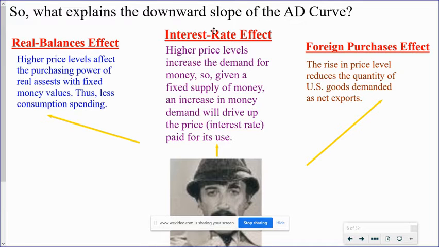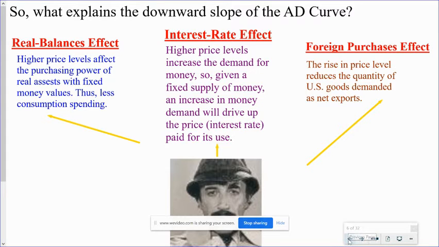There's also another explanation known as the interest rate effect, and that is this: higher price levels increase the demand for money. So if the general price level is $10, there's demand for $10, ladies and gentlemen. But if the general price level goes up to $15, now there's a demand for $5 more. So with a fixed supply of money, once again, assuming the money supply is fixed, an increase in the demand for money will happen because I need more money to purchase those goods and services. And of course, if there's an increase in the demand for money, that will drive up the price for money.